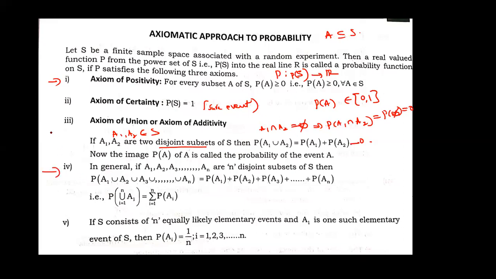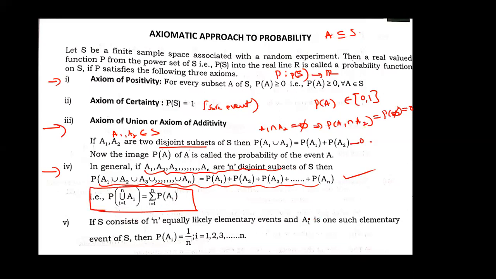Clear. Second point, see. In general, taking n disjoint sets, then what is the result? So symbolically, how to write? This one. That's the meaning.